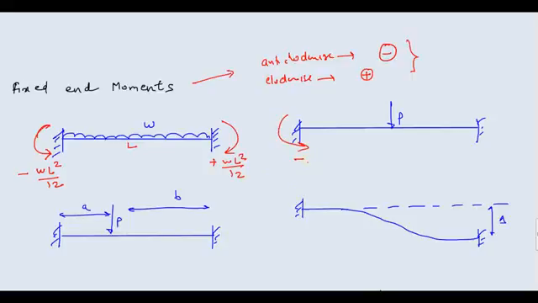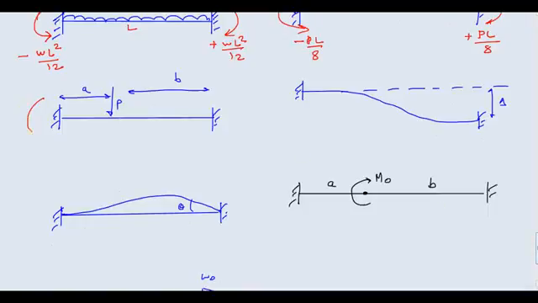This value here is again minus PL upon 8. This value here is plus PL upon 8. Remember it with sign always. This value here is equal to PAB square upon L square. See, this is your P, the closer distance is A, so PAB square upon L square, and here this is obviously negative, plus PBA square upon L square.